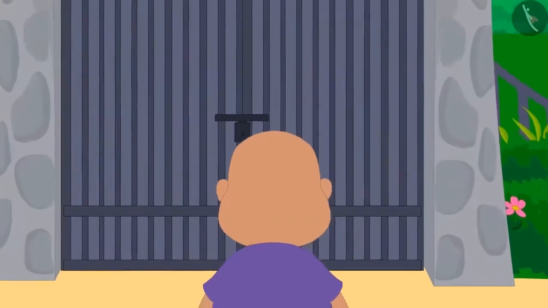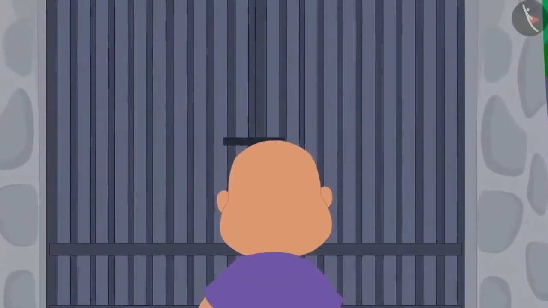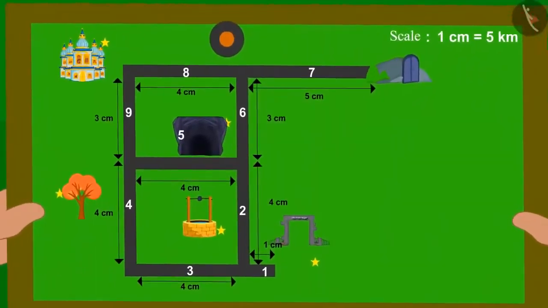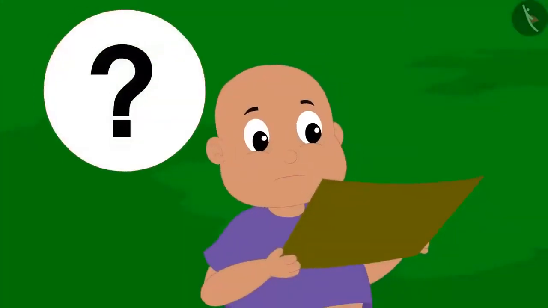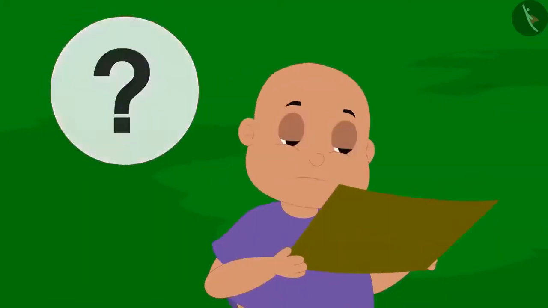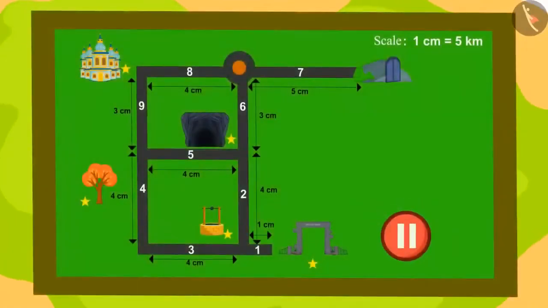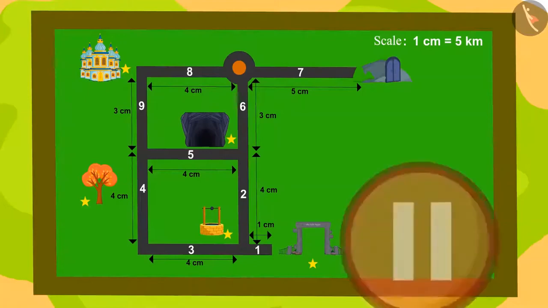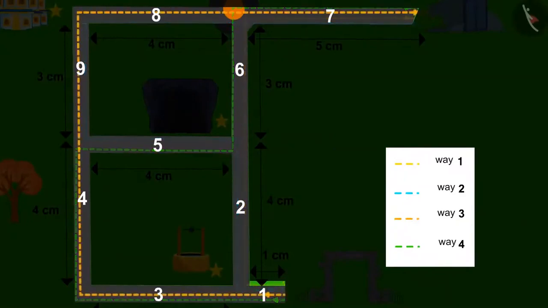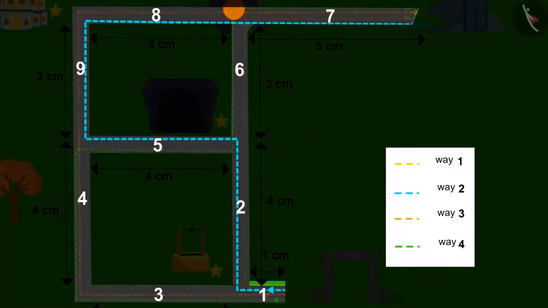He got a little scared and wanted to come out of the same gate where he entered from, but it was closed. Then he recalled that he has a map of the Ulta Pulta village, but Bablu did not know how to read the map. Can you help Bablu to get out of the Ulta Pulta village? Pause the video and look for a way to get out of the village. Absolutely right. Bablu can use any of these routes to get out of the Ulta Pulta village.